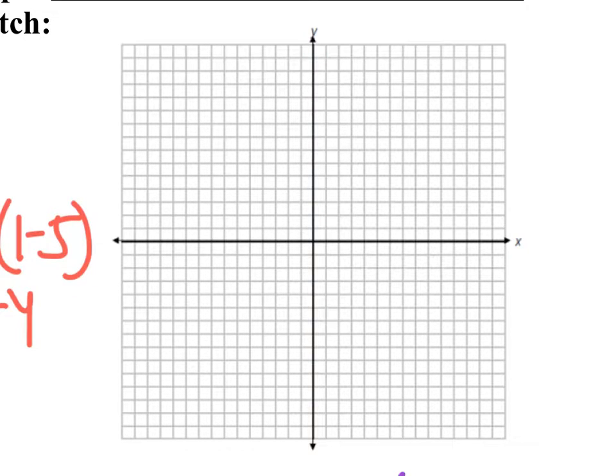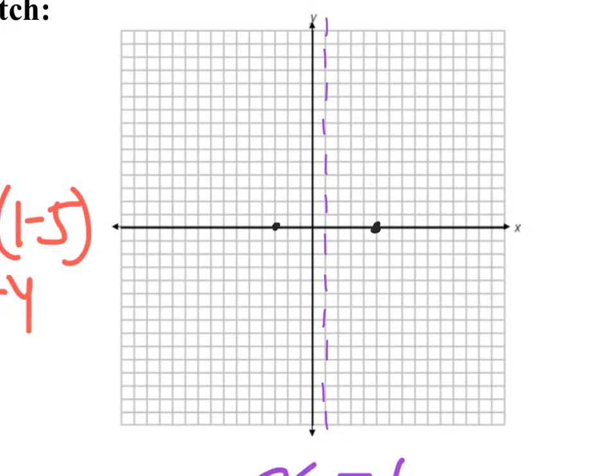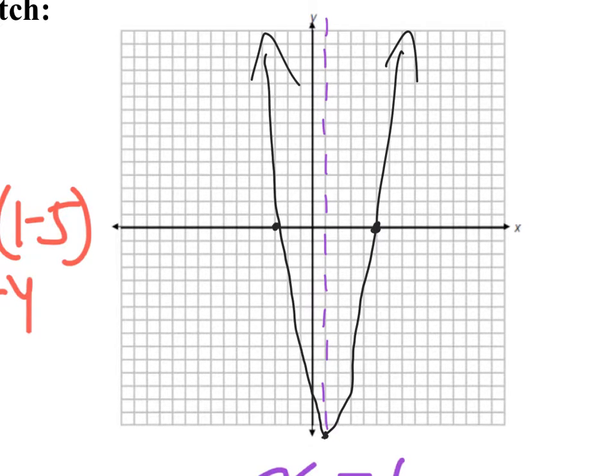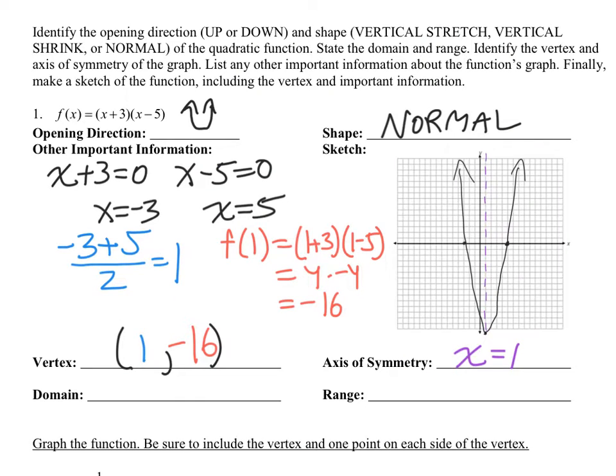Now that everything's filled out, let's just plot our points. So I can draw my axis of symmetry. I can draw my two zeros, which are at x equals negative 3 and x equals 5 on the x-axis. I'll also draw my vertex at 1, negative 16, and then just connect the 3 points for my U, and then I am done.